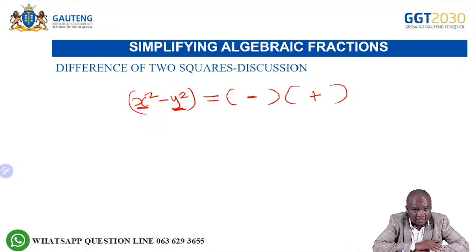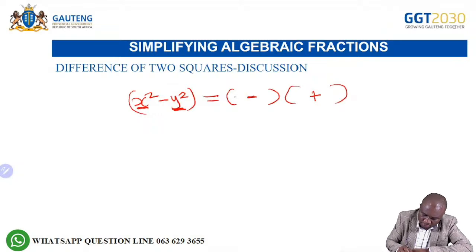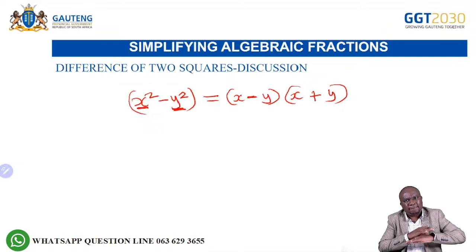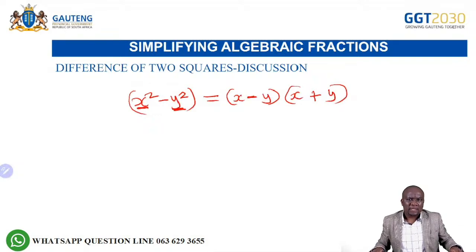Difference of two squares. Then you just put in your square root there. We say the square root of x squared is x, and the square root of y squared is y. So you just put your x, your y, your x, your y. You have factorized. This is how you factorize a difference of two squares.